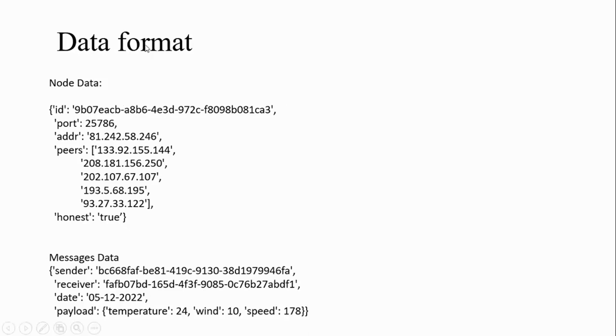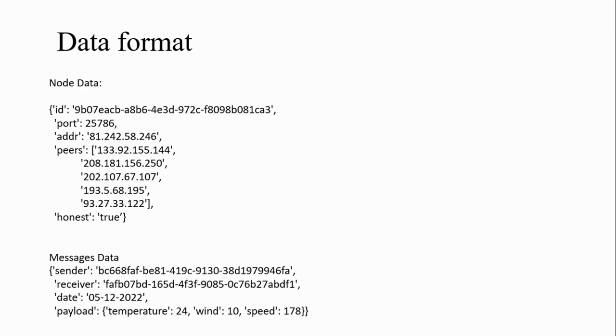And this is the data format which we are getting. We are getting two types of data: one is node data and one is message data. The node data specifies the id, port, address, pairs, and honest, and message data specifies the sender, receiver, and date. And we are also getting payloads. In the payloads we will get the readings of sensor data like temperature, wind, and speed.